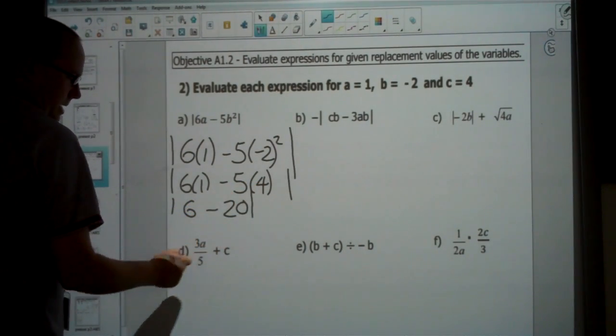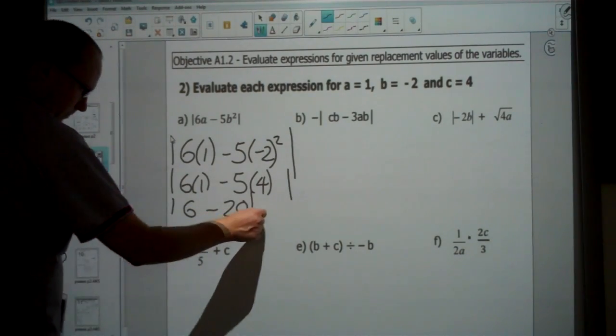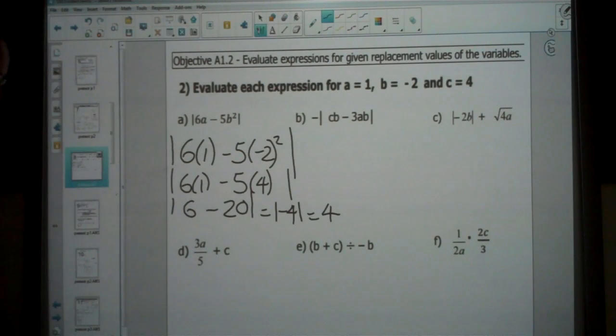5 times 4 is 20. Then I can get to my subtraction, so 6 take away 20 is negative 4. And the absolute value of negative 4 is 4, because it takes anything negative and makes it positive.